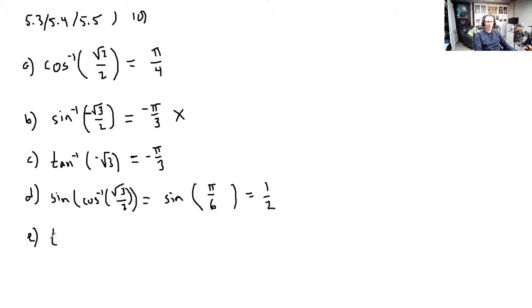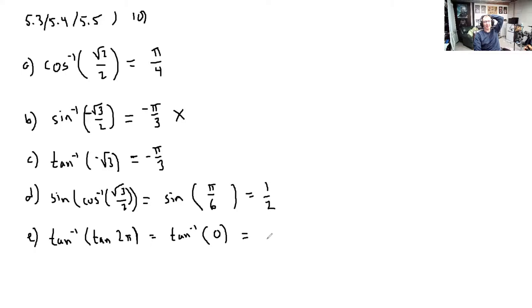E, tangent inverse of tangent of 2 pi. I guess this is an interesting one. What is the tangent of 2 pi? That's 0, right? The y-coordinate is 0. The x-coordinate is 1. This is 0. It's the tangent inverse of 0. What is that?